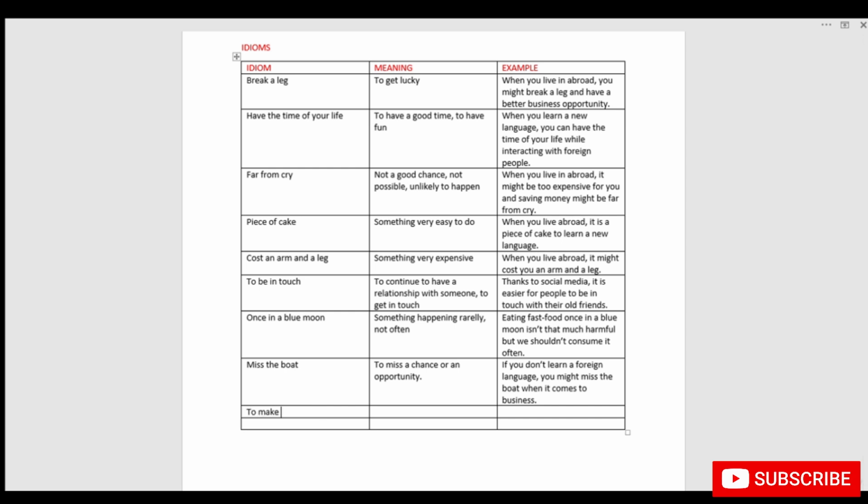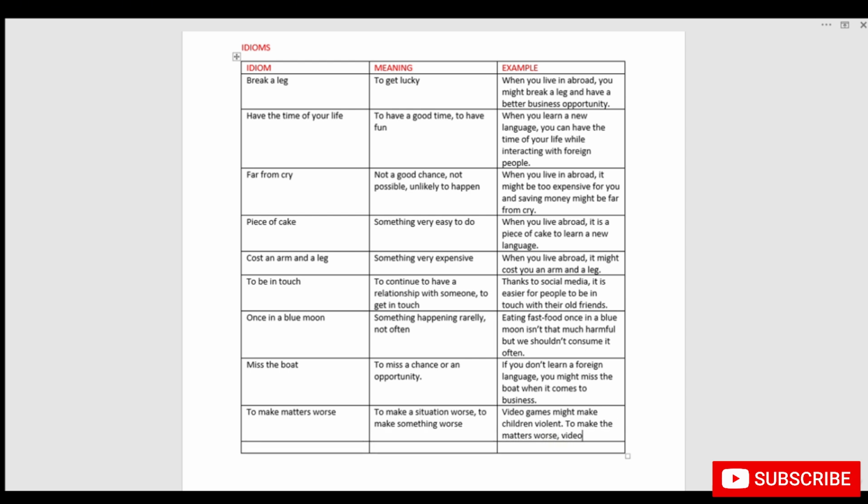Our next one is to make matters worse. It means to make a situation worse, to make something worse. Let's imagine that you are writing an opinion essay about video games. So in your introduction or conclusion, or even one of your body paragraphs, you can say, video games might make children violent. To make matters worse, video games can teach swear words.